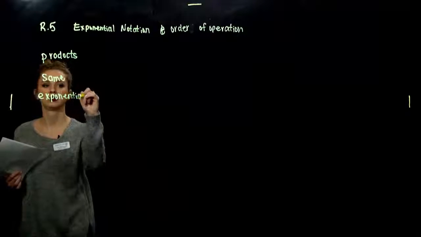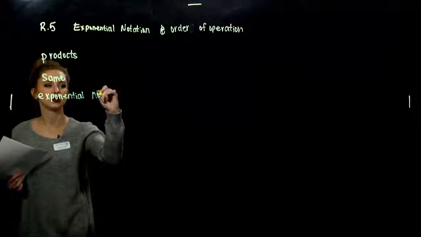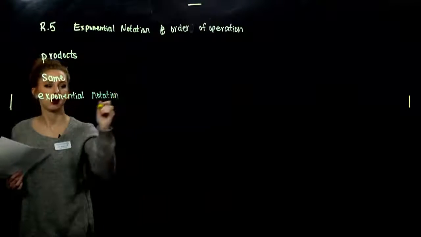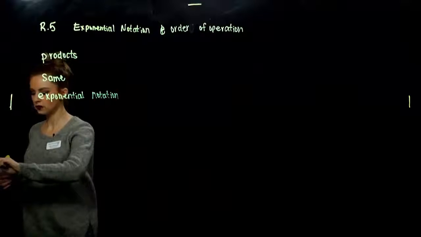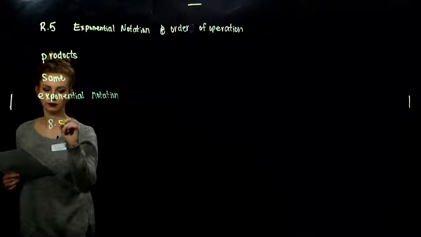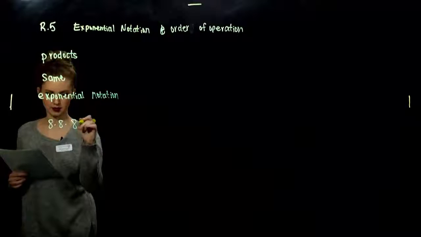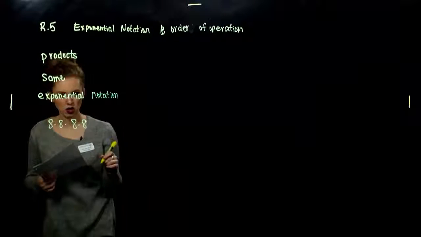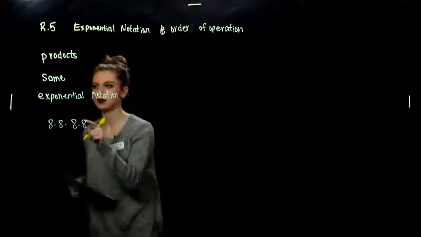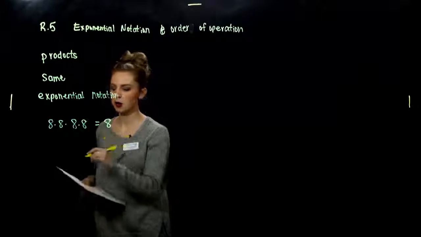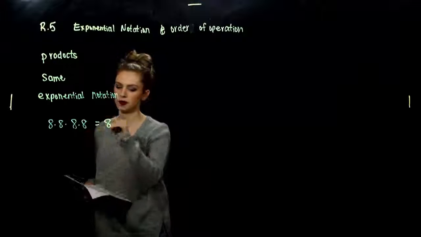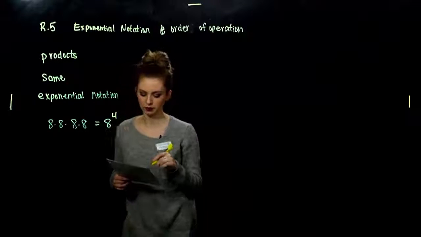Exponential notation. My marker's dying. Come on. So, that first example. I have 8 times 8 times 8 times 8. How can we rewrite that? We have the same base, so we can write it as 8, and how many factors do I have? 1, 2, 3, 4, raised to the 4th.